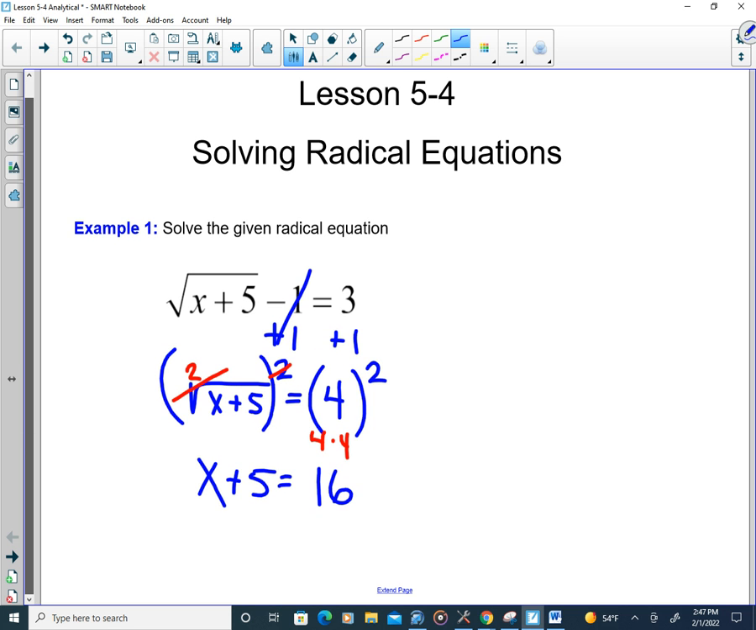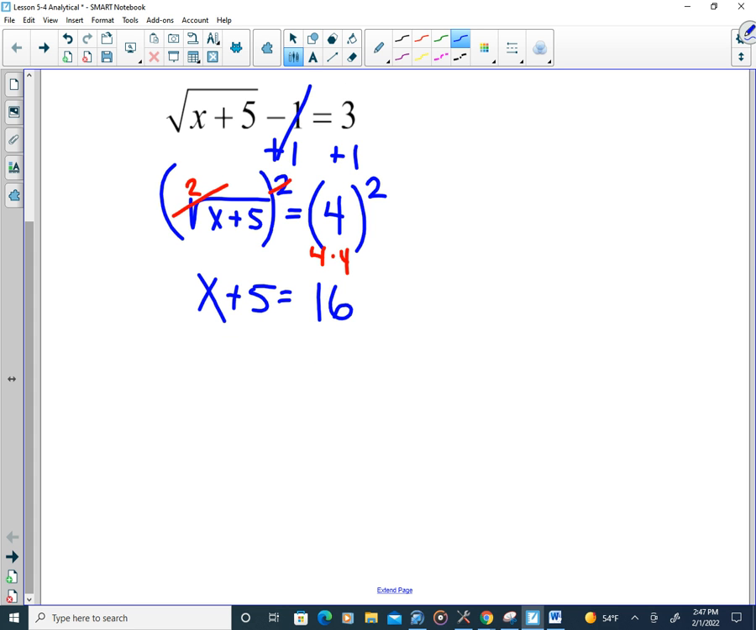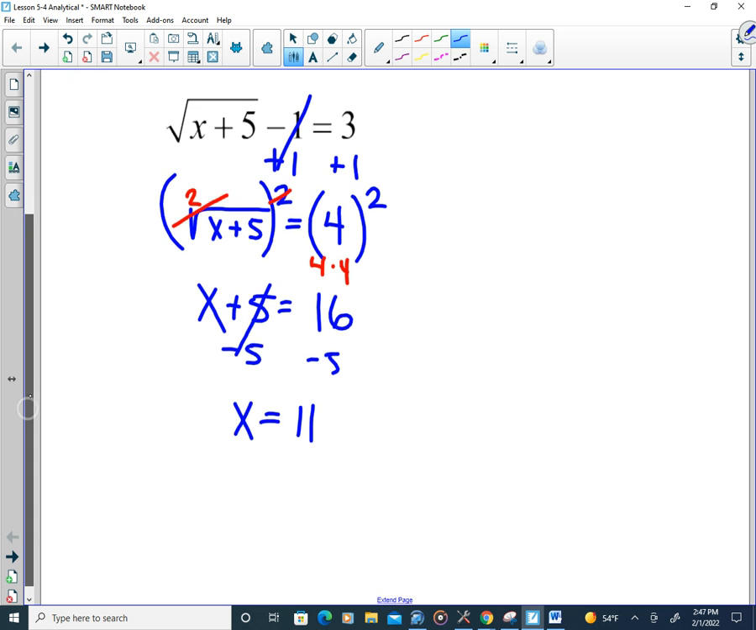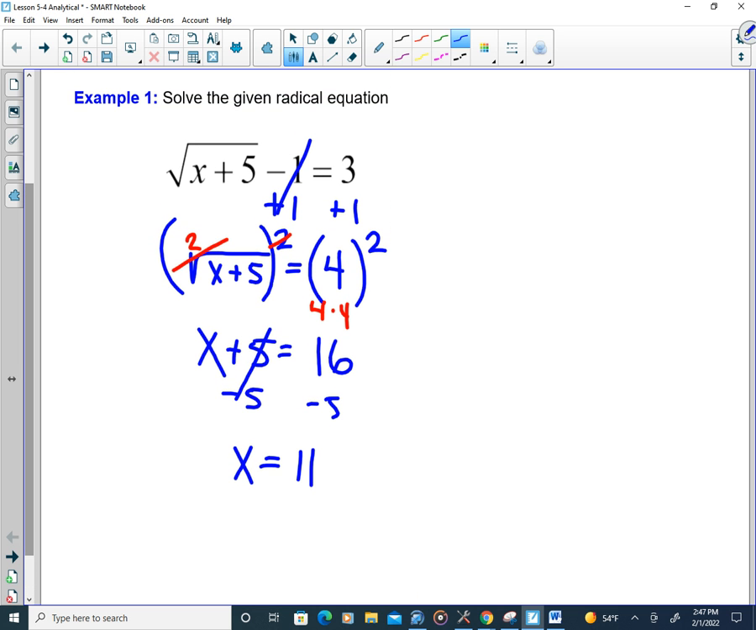So now you just solve it like a normal equation. So now subtract 5 from both sides, and we get x is equal to 11. And it's important on these to check your answer.